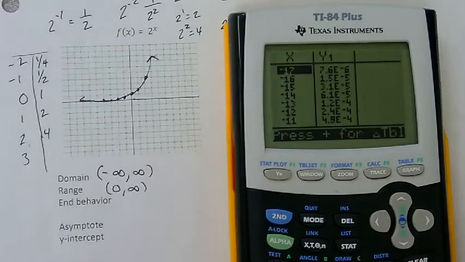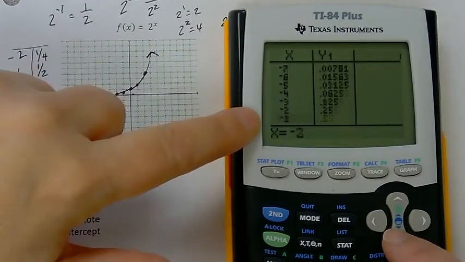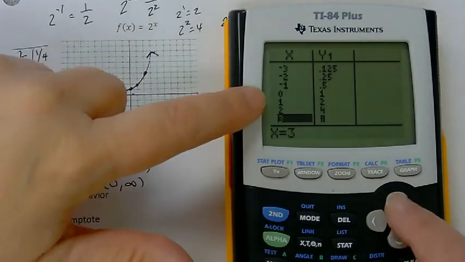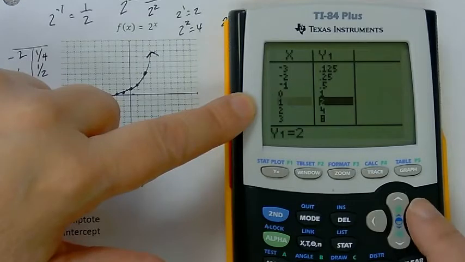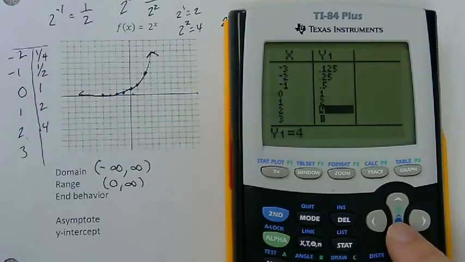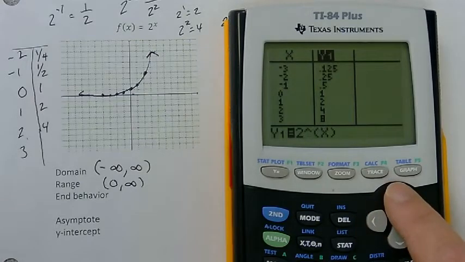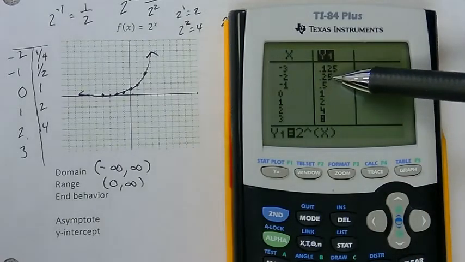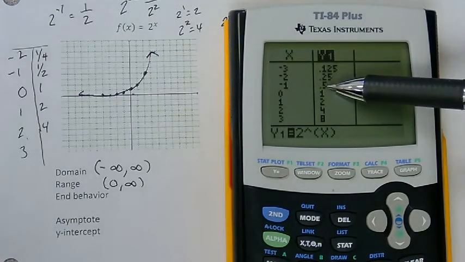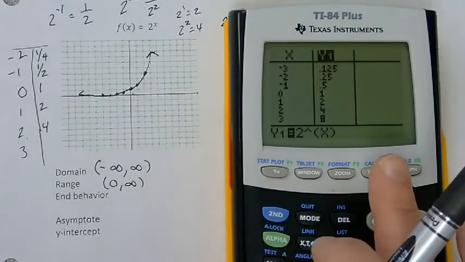Can you see how when I type in 0, I get 1 for the output. When I type in 1, I get 2 for the output. In fact, each of these is a multiple of 2. But whenever I hit negatives for my input values, this number just keeps getting to be a smaller and smaller number. I could keep scrolling here, but this would never go to 0, and it would never be a negative number. So the output will never be 0, and it will never be negative.